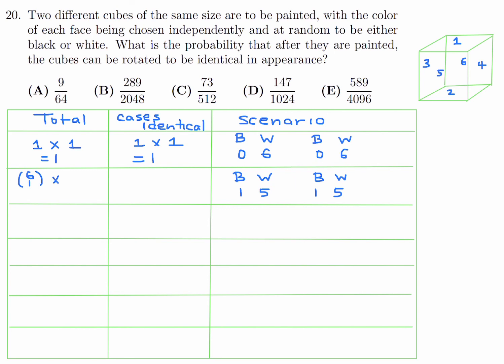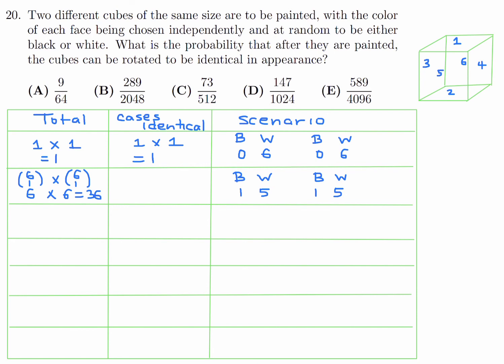And then we'll multiply that by 6, choose 1 for the second cube. This is just 6 times 6, which is 36. So 36 cubes that can be made, 36 combinations of cubes that can be made. 6 for the first cube, 6 for the second cube. Now, how many of those are identical?